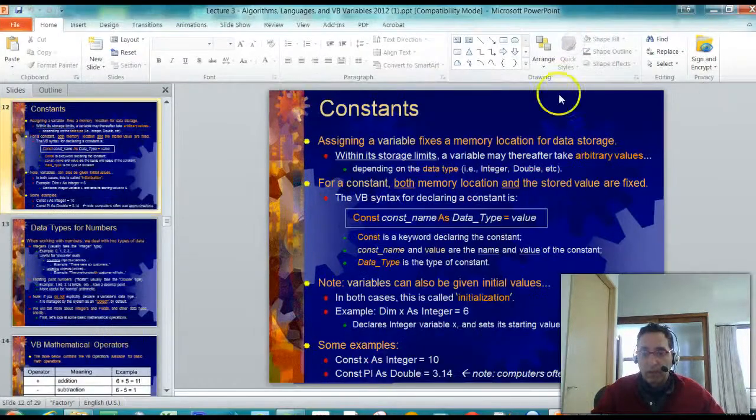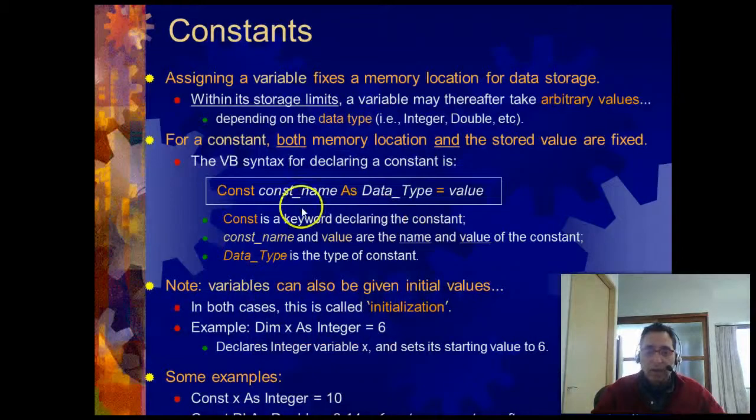Okay, and I go back to, can you see this? Const PI as Double equals 3.14. So that's another possibility, and that's defining a constant. So what does it say here? For a constant, both memory location and the stored value are fixed. The location is of course fixed, and the stored value is also fixed. The VBE syntax for declaring a constant is this: Const name As data type = value, like this one here.